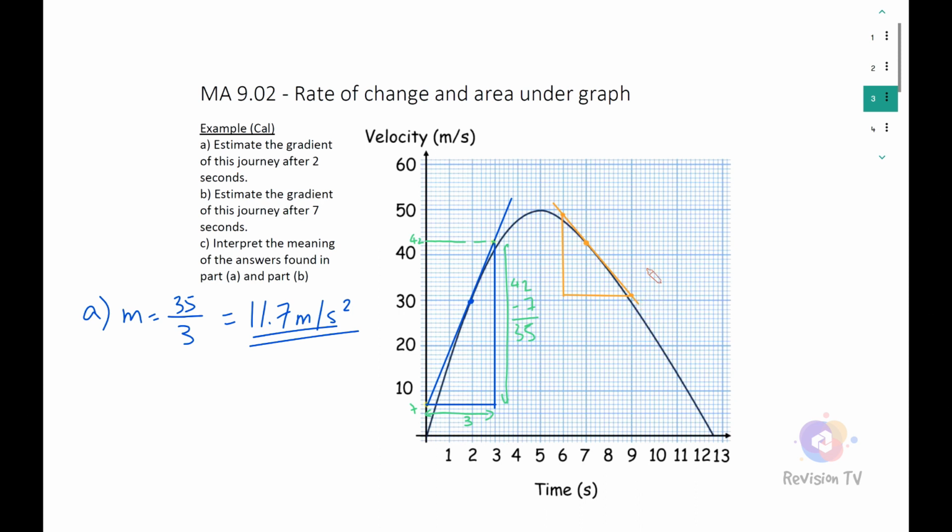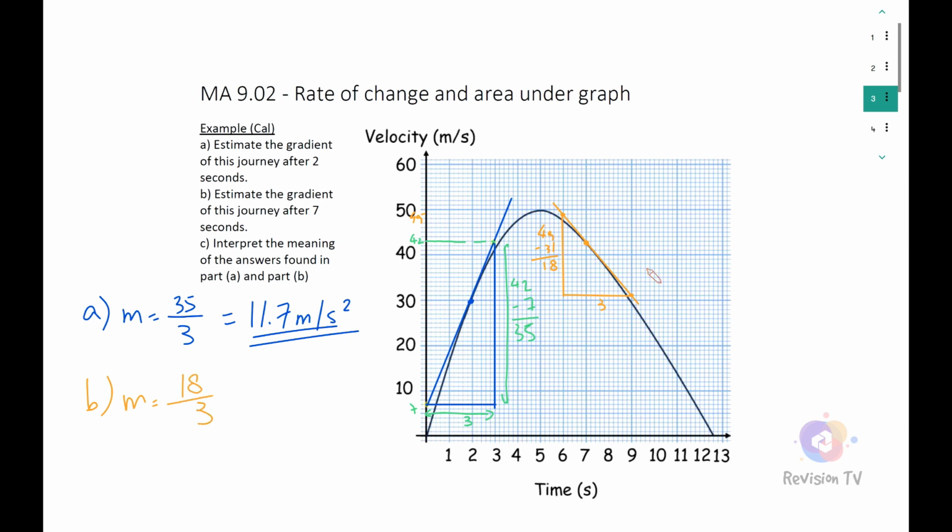So I just need to read off on the y-axis. That's 49. I've got 49 in here. And then this will be, I believe, 31. So 49 take away 31, that would be 18. And for the x-axis, this will be 6, and this will be 9. So difference in x is 3 again. So therefore, part B, the gradient will be difference in y, 18 divided by 3.